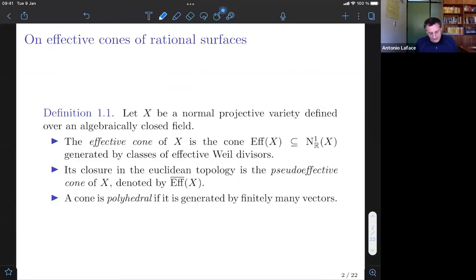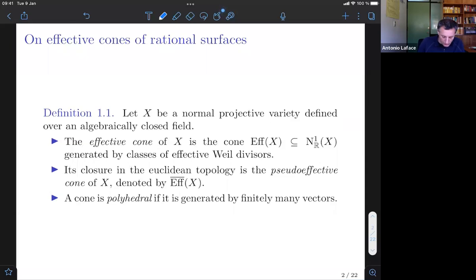Okay, so let me introduce X, a normal projective variety. From now on, it will be defined over an algebraically closed field of any characteristic. The effective cone of X is the cone generated by classes of effective divisors. It lives in N1(X)_R, but it can also live in Pic(X)_R whenever the irregularity of the variety is 0.